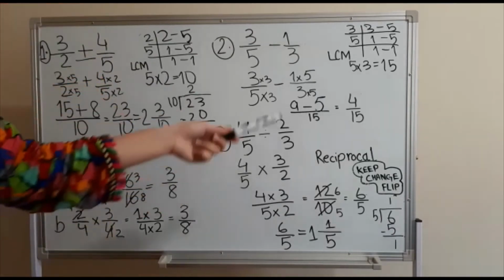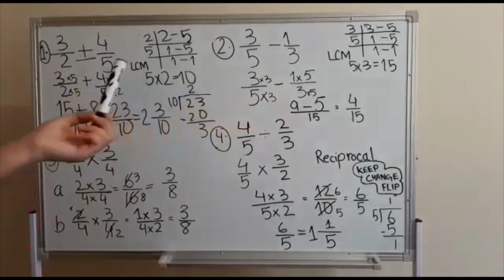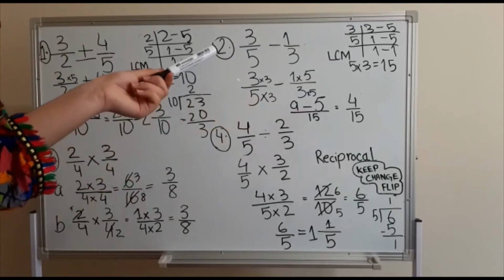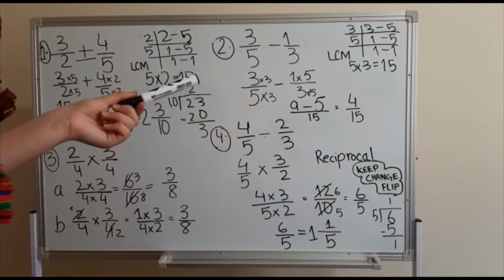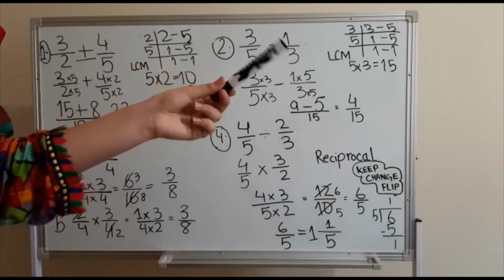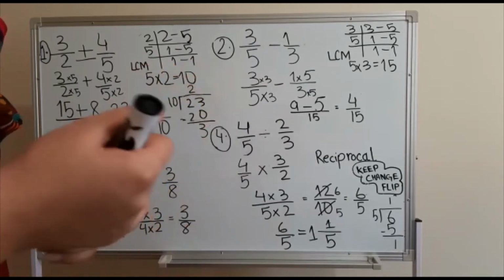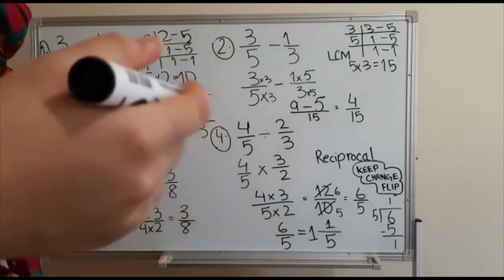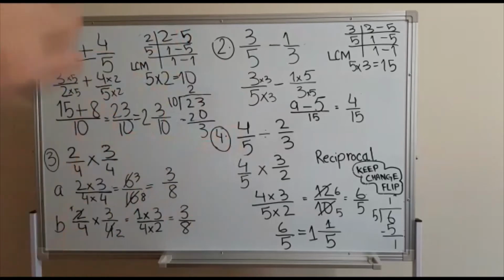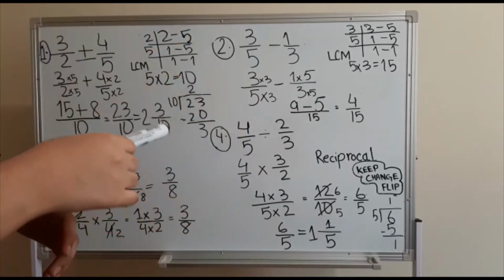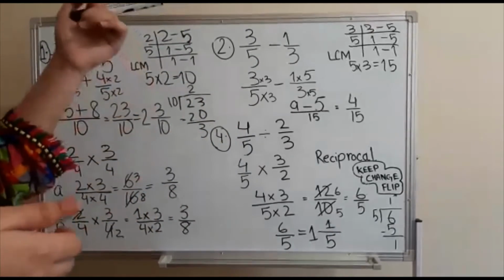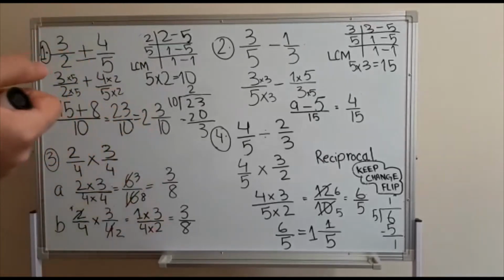So we only write 15 once. 9 minus 5 equals 4, and so the answer will be 4 over 15. We cannot turn this into a mixed fraction since the numerator is smaller than the denominator. So this fraction is a proper fraction.